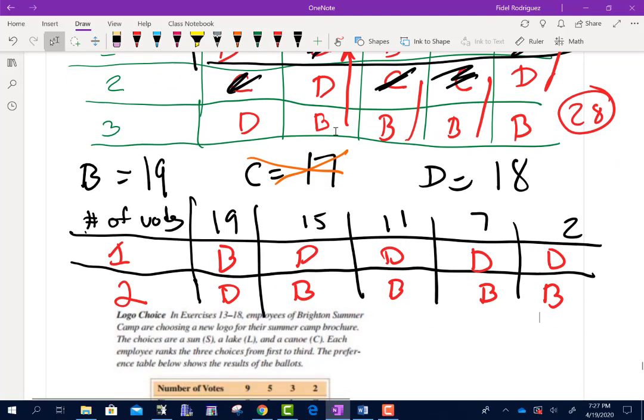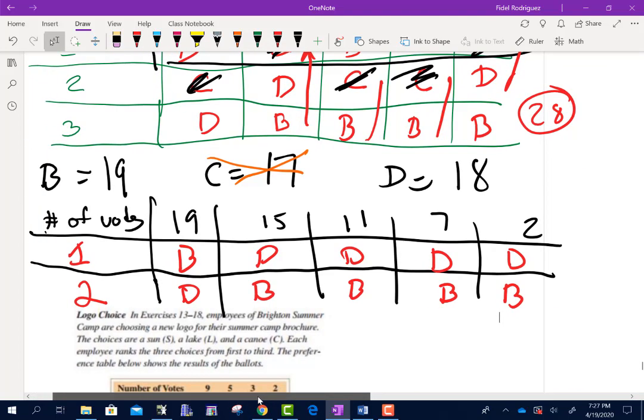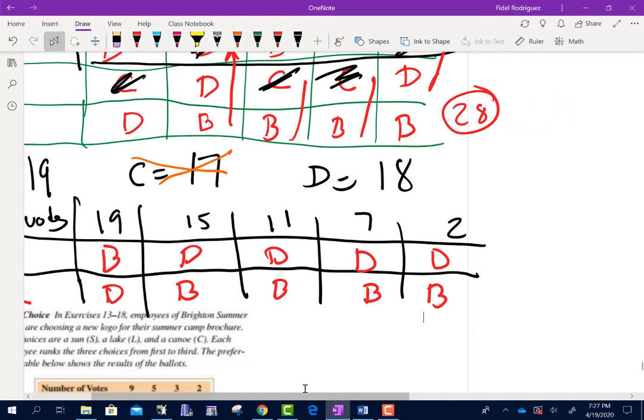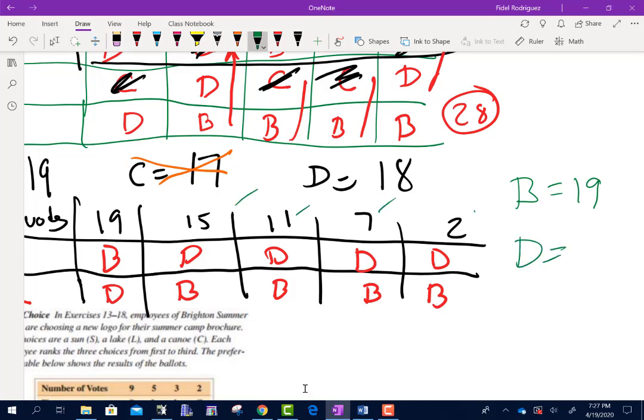So now I'm going to count. And I'm kind of running out of room, so I'm going to do it over here, a little bit on the side. All right. So first place votes. Betty still has 19 first place votes. Don has 15, 11, 7, and 2. So 15 and 11 is 26.